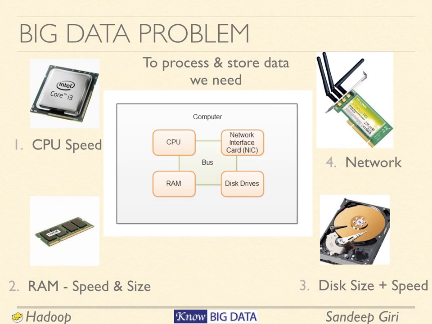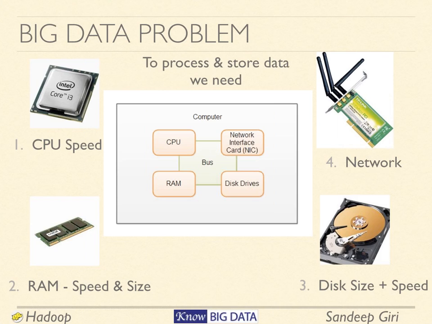So when we talk about storage, it means how much data we can store and at what rate we can write and read this data. And the fourth one, which almost all of us will ignore, is the network bandwidth. When we are trying to fit our data and solve our problem, one of these things will start becoming a bottleneck.